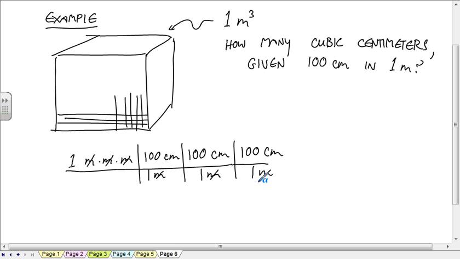Now all the meters are canceled. The only units you have left are centimeters times centimeters times centimeters. And 100 times 100 times 100 is a million. So a million cubic centimeters. Any questions about that one?